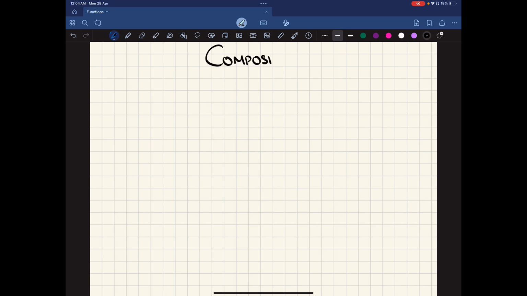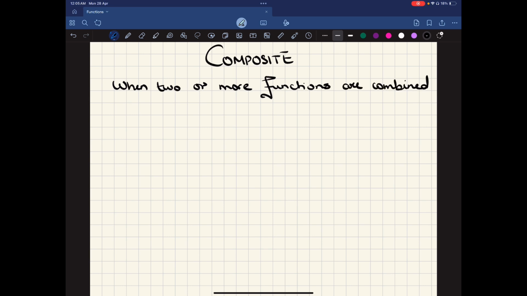Now on to the last part of our video, composite functions. What are composite functions? When two or more functions are combined, the result is called a composite function.